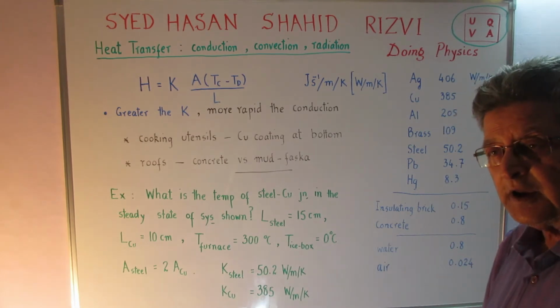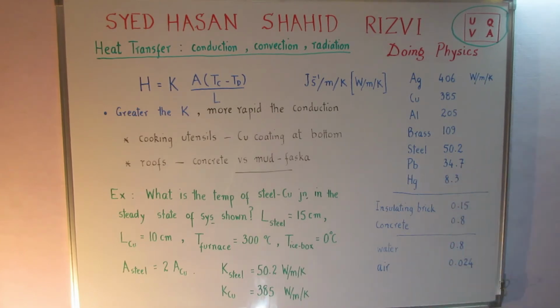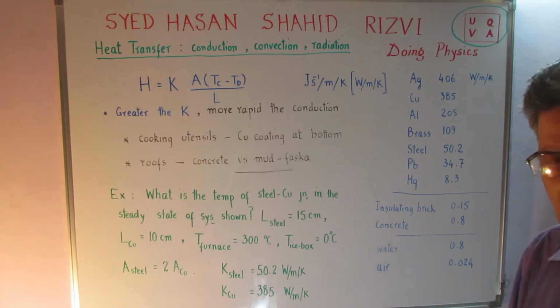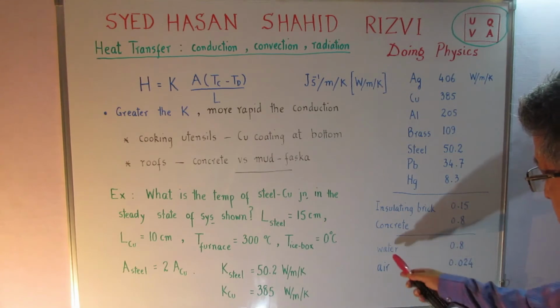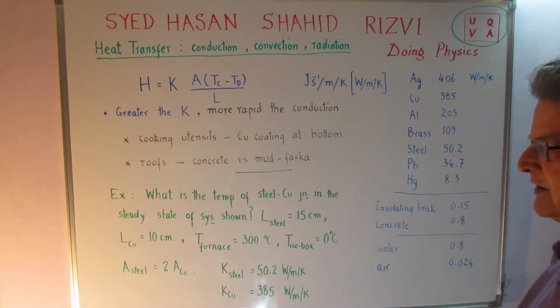Earlier the houses used to be made with bricks on the rooftop, so they were better as compared to the concrete houses that we are subjecting ourselves to these days. Water, our friend, has a coefficient of thermal conduction of 0.8, and air has the least. So it is just to give you a glimpse of that.